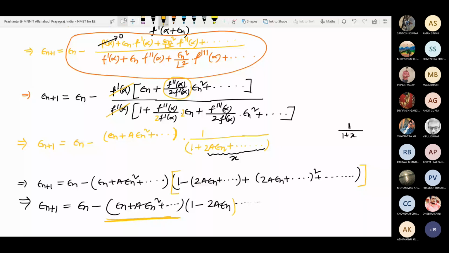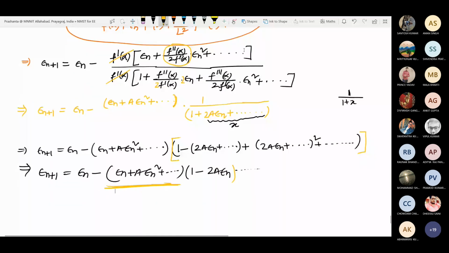So now do the multiplication, neglecting higher order terms here. Now you do the multiplication and tell me what you are getting here. Epsilon n minus. So first I'm going to multiply epsilon n with these two terms. So tell me what you are getting. Epsilon n minus minus plus 2a epsilon n square.